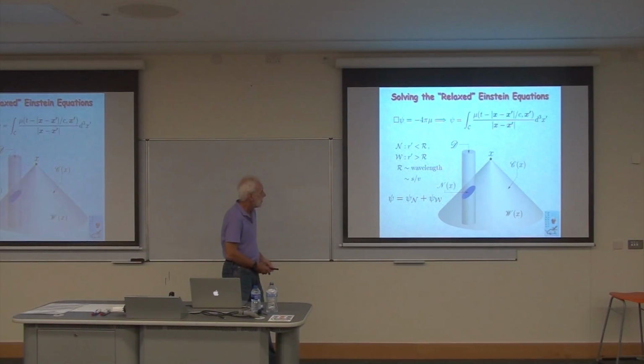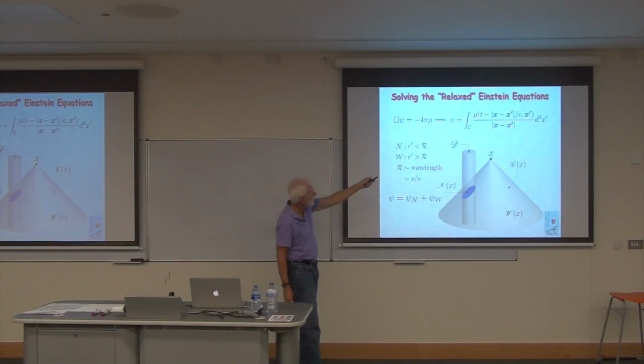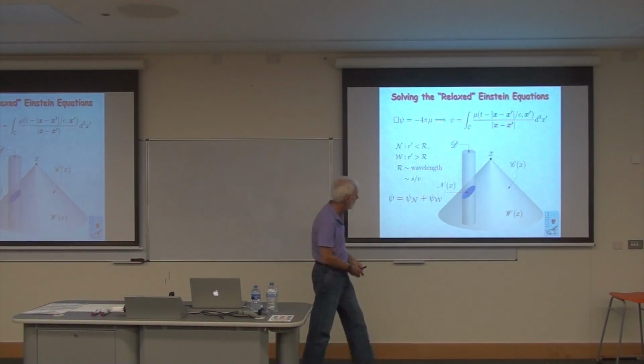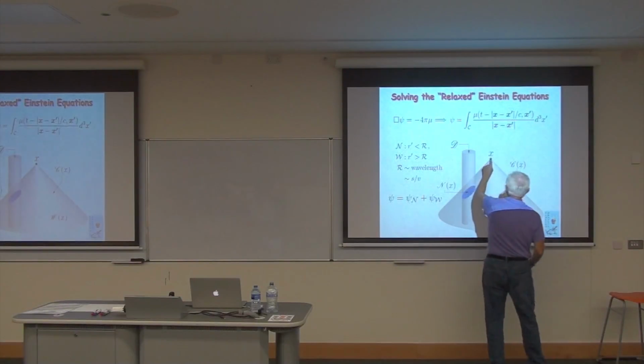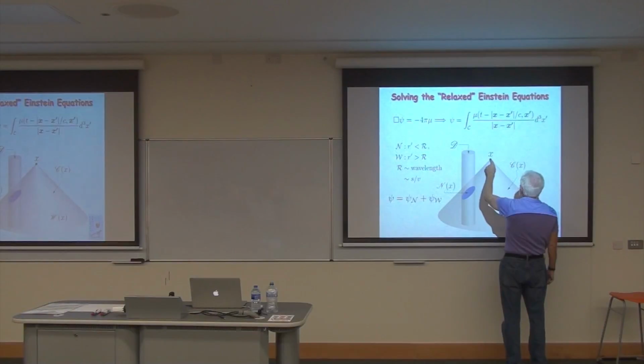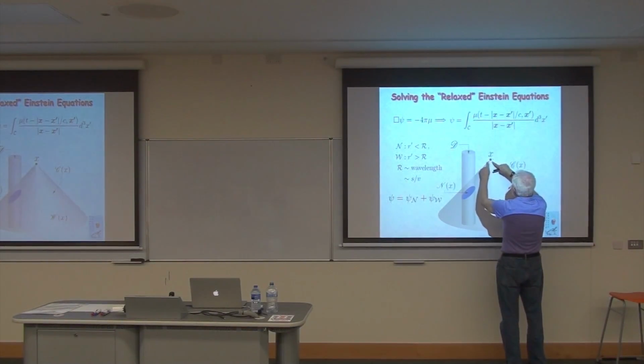And now, what is this retarded time? When I integrate this psi, I'm integrating over the source, not at a fixed time, but at a time that varies as I increase x prime, the distance of my integration point from the field point where I'm looking for the source. So when x prime is equal to x, I'm evaluating the source at time t. But when x prime starts to go away from x, I have to evaluate it at an earlier time.